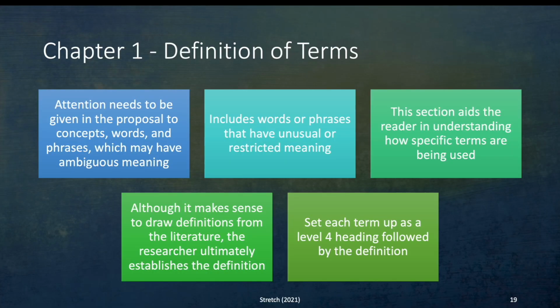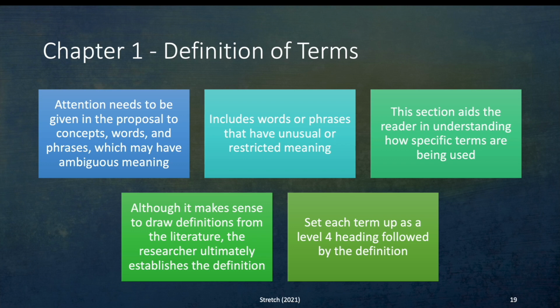Definition of terms, it's like a little mini glossary that's in your research. It's in alphabetical order. You can use terms, or definitions that others have used, and cite those, of course, or you can create your own. But this is where you're operationalizing the terminology that's going to be used in your study. And for each term, you'll use a level 4 heading followed by the definition. And again, they are in alphabetical order.